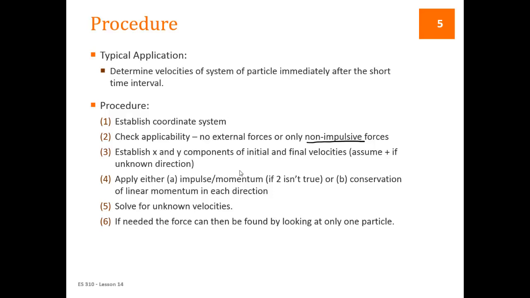Some of those will be unknown, so we can assume a positive direction if they're unknown. Then we apply our impulse momentum or our conservation of linear momentum, depending on whether or not we have impulsive forces. We solve for our unknown velocities, and if we need to, we can then back out the force acting on a given particle if we separate it from the system.